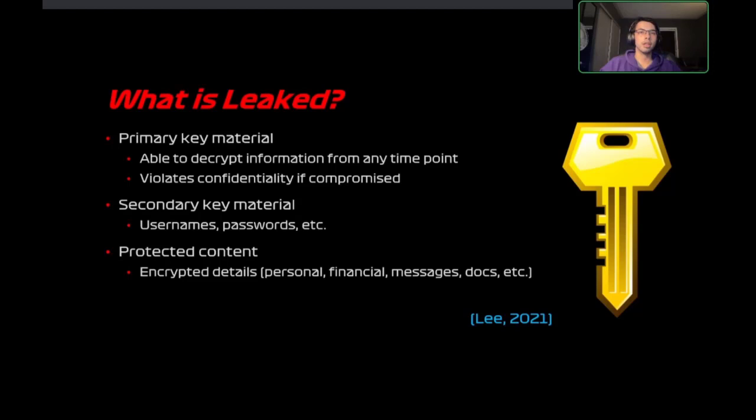Secondary key material. These are the user credentials, such as usernames and passwords, that can be used to get into services and servers. And lastly, protected content, which is anything that needs to be protected by encryption, such as personal and financial details, emails, messages, and documents. Next, David is going to be talking about which companies and organizations were affected.